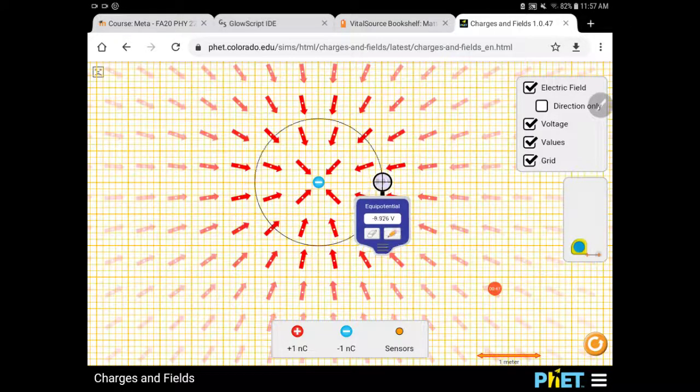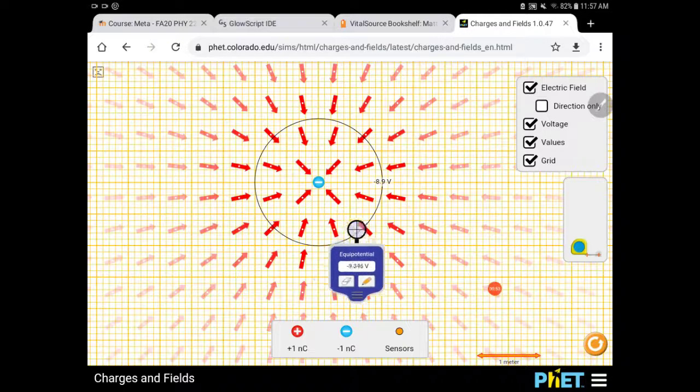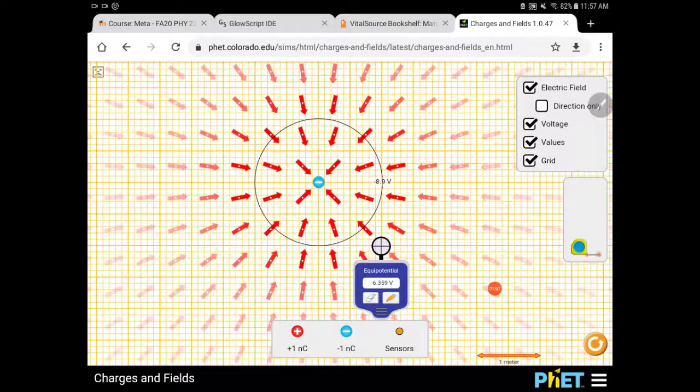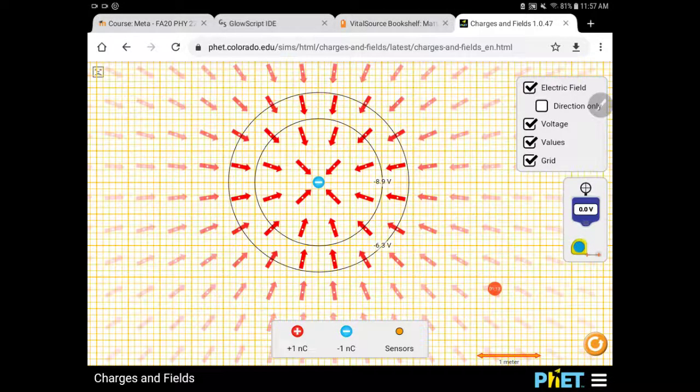And I can click the pencil to draw that equipotential line. It's a circle like we said before. And then I can come down here diagonally 2 blocks so that I'm at square root of 2. And we see that we get 6.359 volts negative. All of these are negative because it's a negative charge. You can draw that equipotential line, and if I take that difference, I'll get the value that we saw in the example calculation.